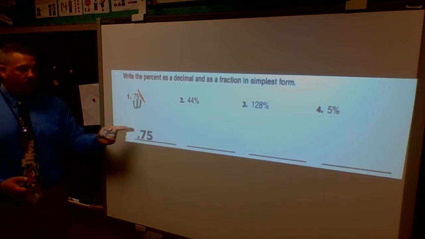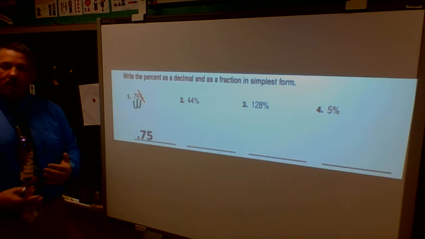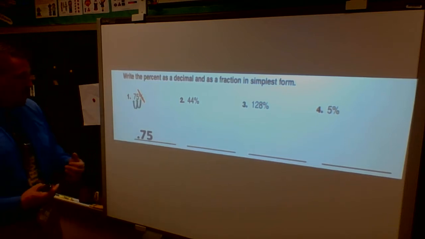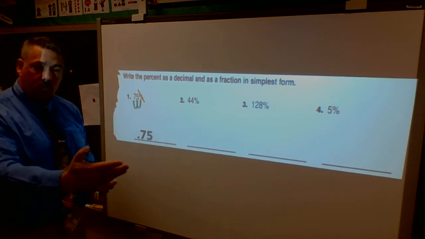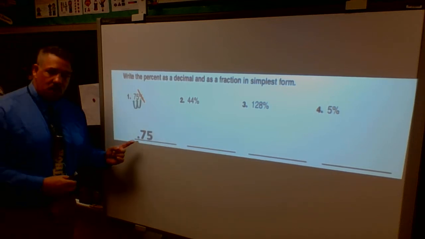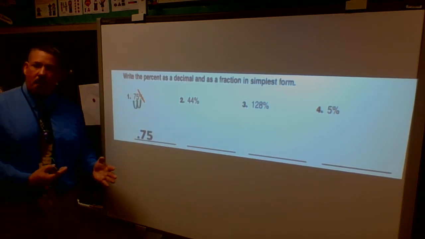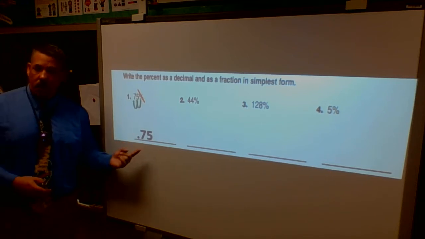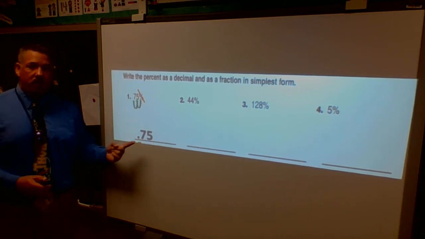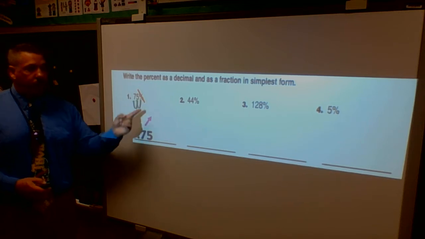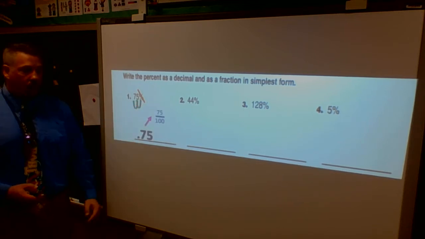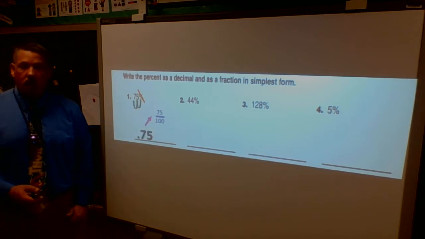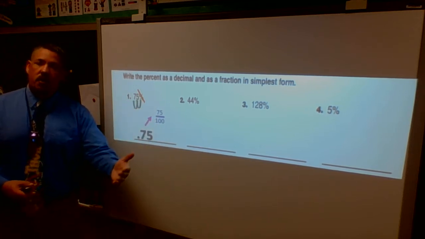I get 0.75. The reason I like to start with my decimal is because if I can call these by their proper name, making that fraction is a lot easier. This is not 0.75 mathematically. This is 75 hundredths. And if I can call it 75 hundredths, that makes my fraction a lot easier to write down because I say exactly what I'm going to write down. 75 over 100. Then I see if I can reduce.